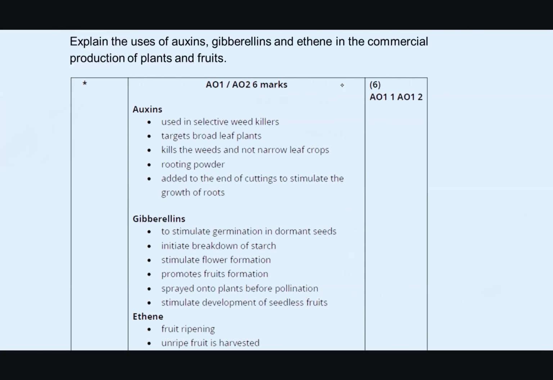Okay, so this is a really good 6-mark question and the mark scheme answer that goes with it. This is the kind of question I would advise that you memorize. So explain the use of auxins, gibberellins, and ethene in the commercial production of plants and fruits. So auxin is used in selective weed killers.